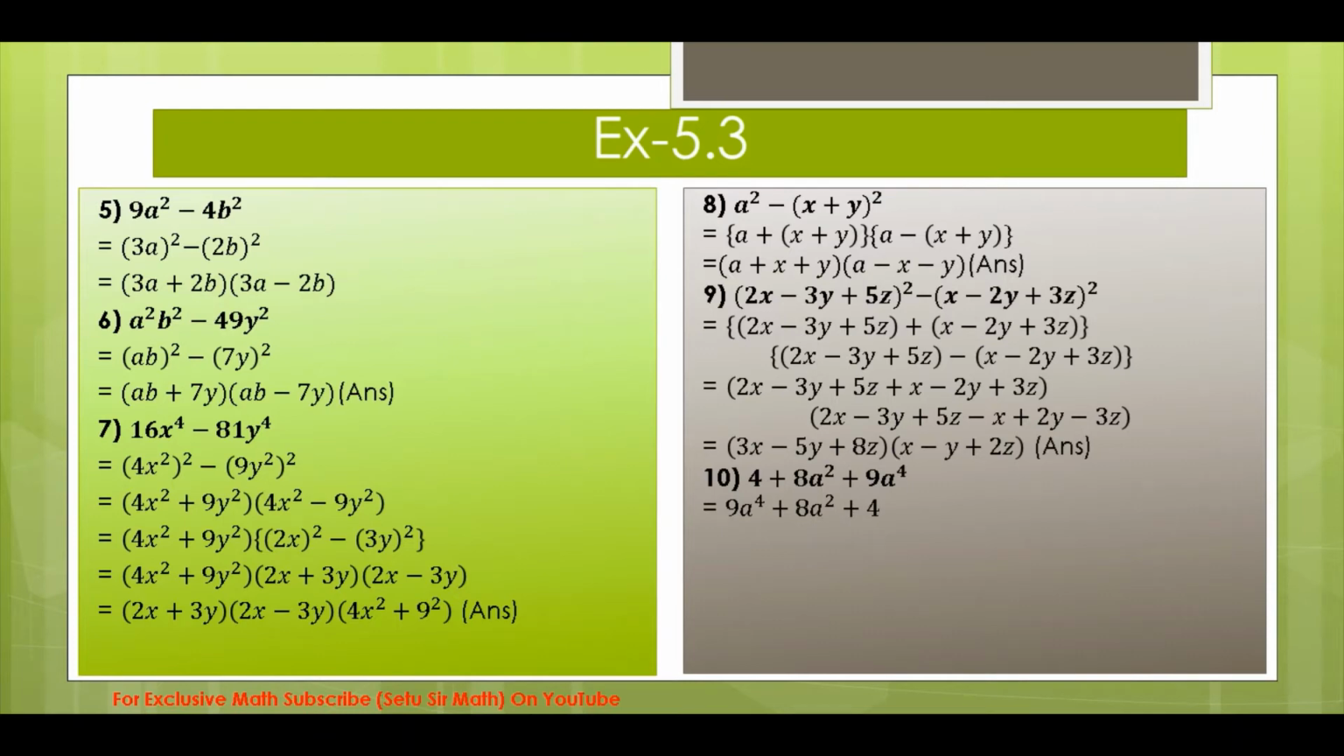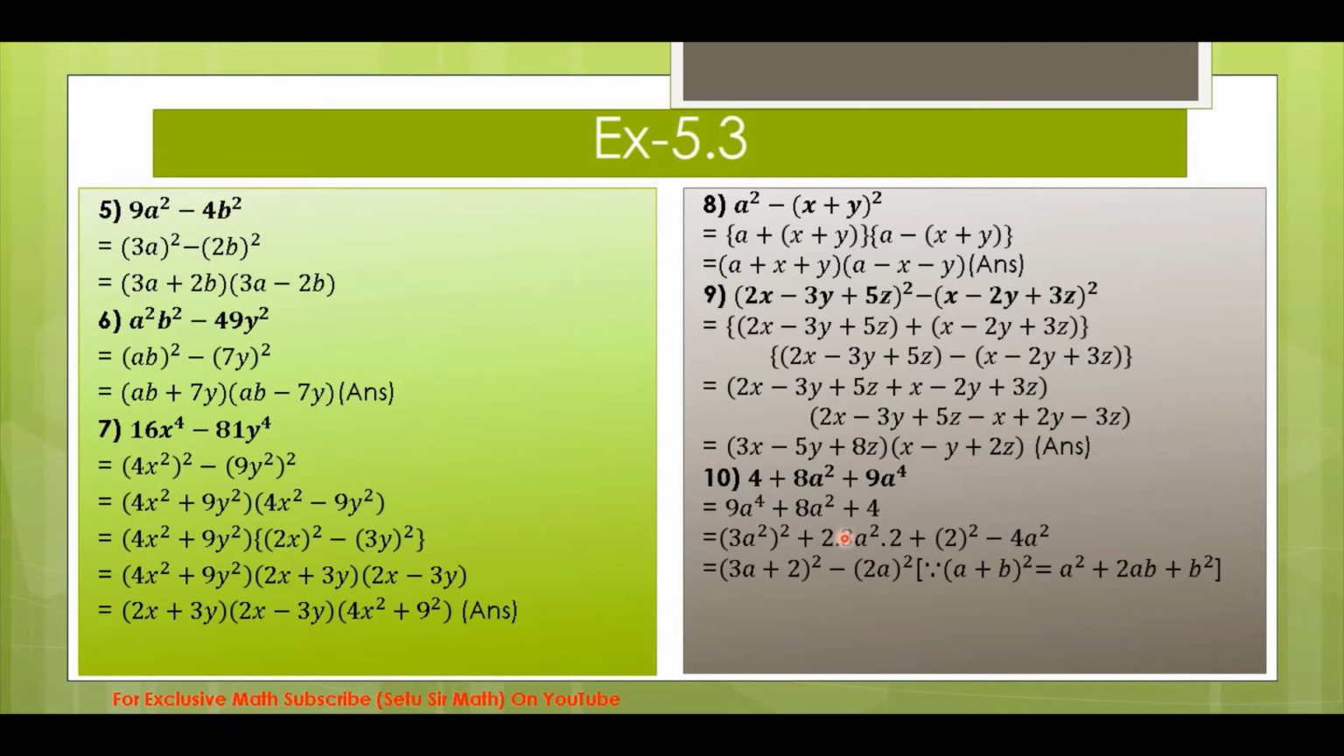In here, 9a to the power 4 plus 8a square plus 4, and if we make (3a square) whole square plus 2. Why is it 2? Because we know the formula, (a plus b) whole square equals a square plus 2ab plus b square. So that is the formula we have to take. (a plus b) whole square equals a square plus 2ab plus b square.